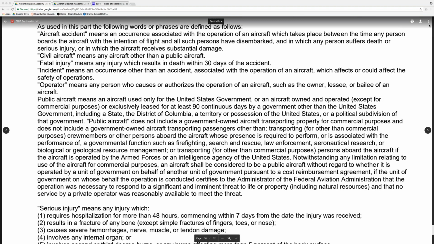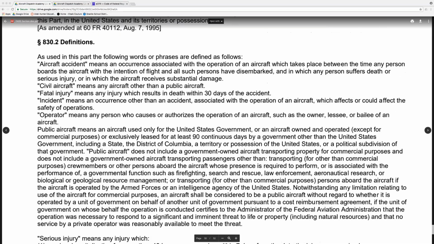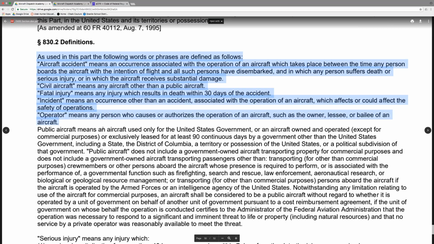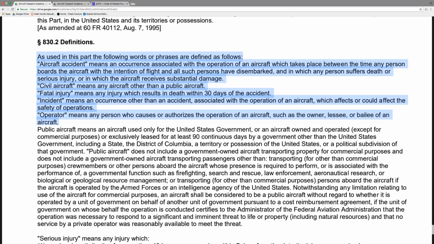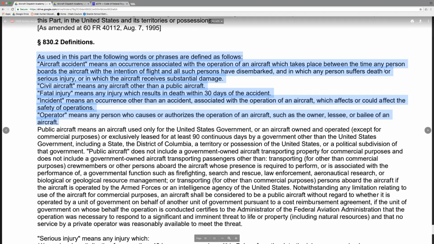So, definitions, let's see. Evan, if you could just read this section, basically. Are you able to? Okay, yeah. Okay, sorry. Cool. You're fine.